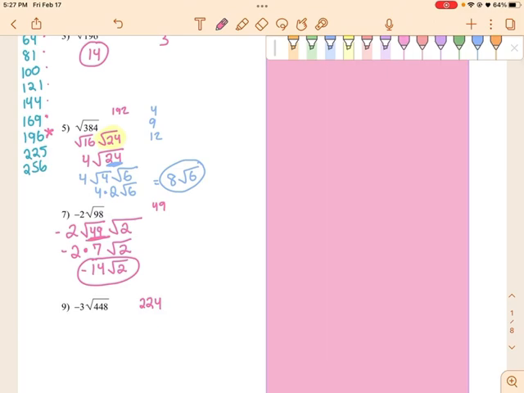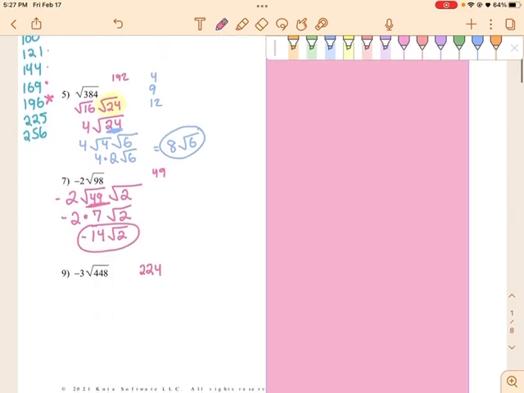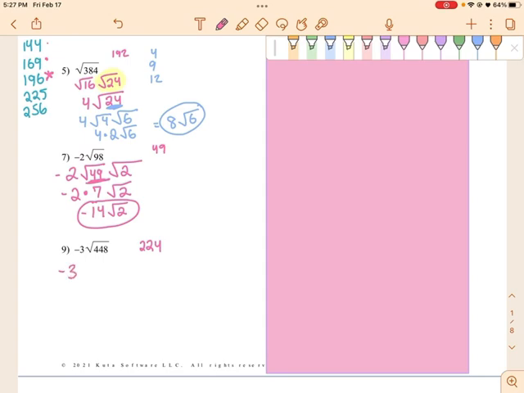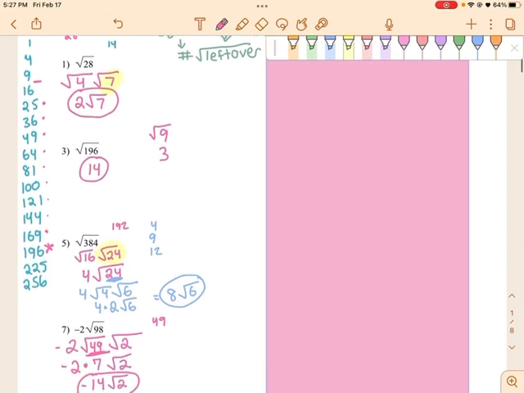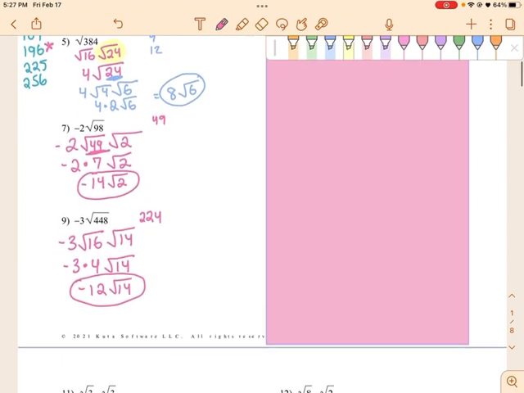So 448 breaks up to 16 times 14. Square root of 16 becomes 4. Everything else just comes down. Put a little times between there so we don't think it's a 34. And then that becomes negative 12 square root of 14. And then we know we can't go farther because the only numbers below 14 on the perfect square list are 9 and 4, and those won't divide into 14 evenly.